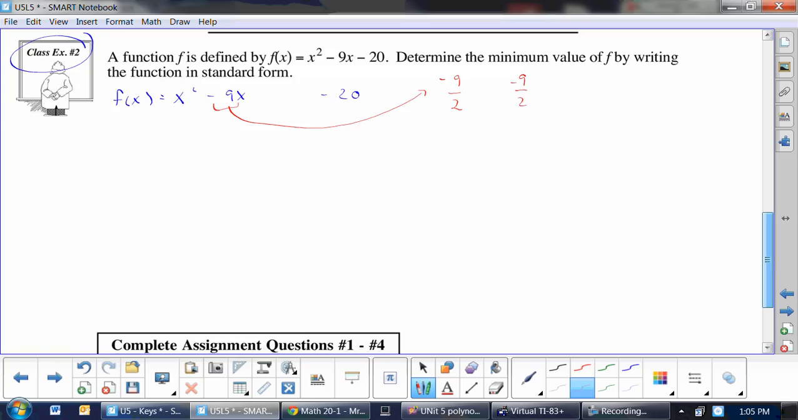Okay, so we'll go -9 over 2. And we can't really simplify that, so we're going to leave it in fraction. And we'll go -9 over 2 squared is equal to 81 over 4. You square both the top and the bottom. Okay, so then we add 81 over 4, and we subtract 81 over 4.